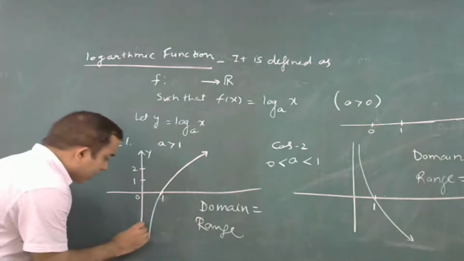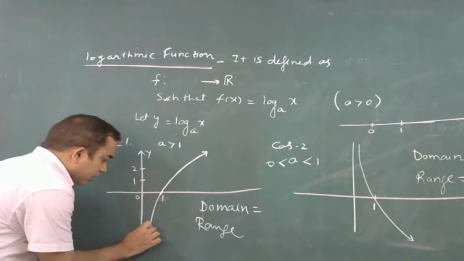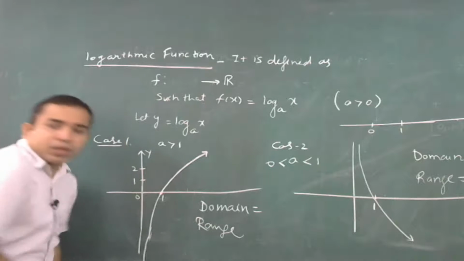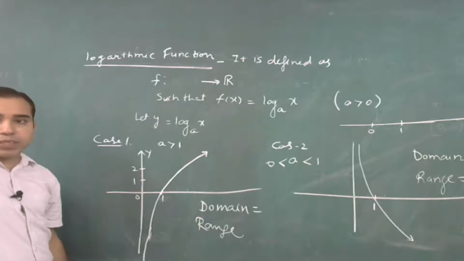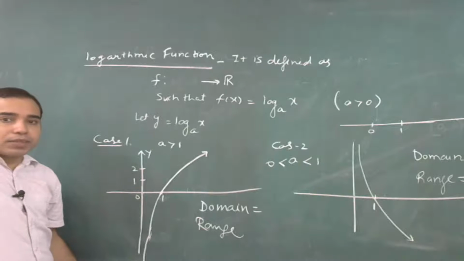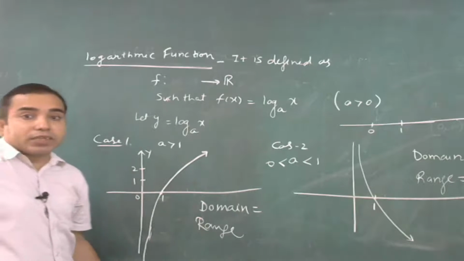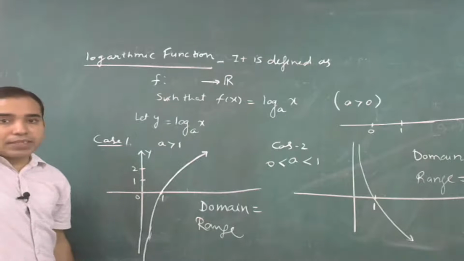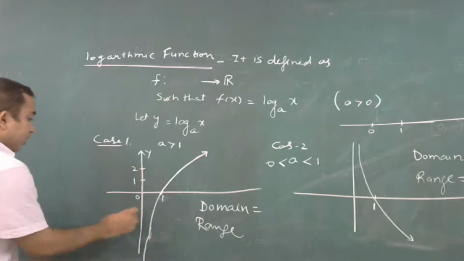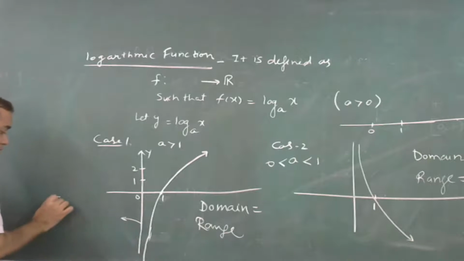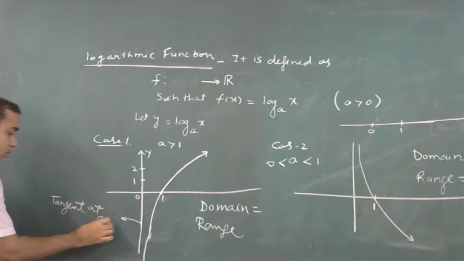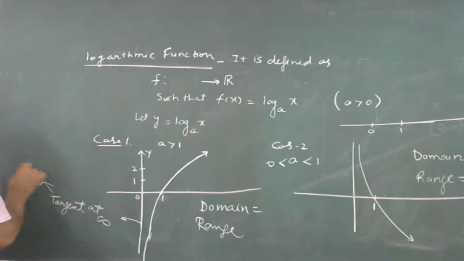And if you see, this line is going down and down and down and becoming closer and closer to the y-axis, but never ever will it meet the y-axis. You can say the y-axis seems to be a tangent at infinity to the curve. Tangent at infinity. It has a special name, this is called an asymptote.